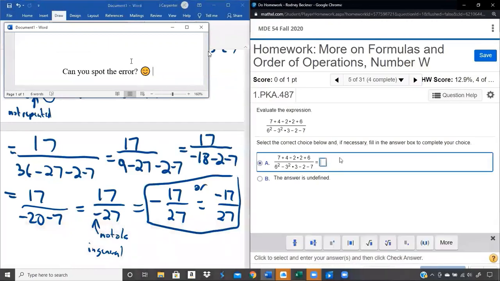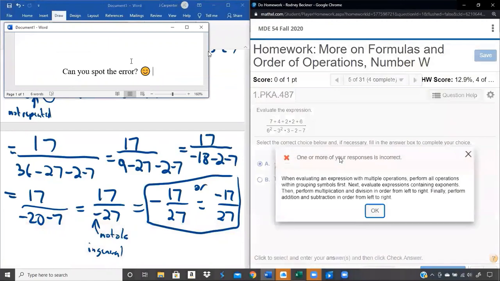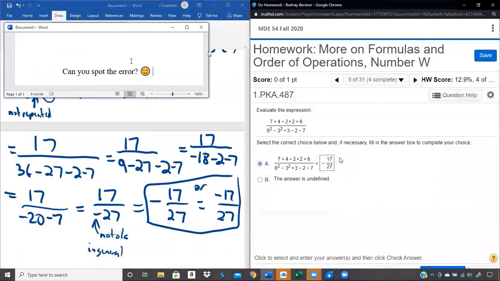So let's see if we get it right. Let's see if we didn't make any errors anywhere. And they say, fill in the answer box, so nothing about fractions. So negative 17 divided by 27 is reduced as much as possible. One or more of your responses is incorrect. So where did we go wrong?